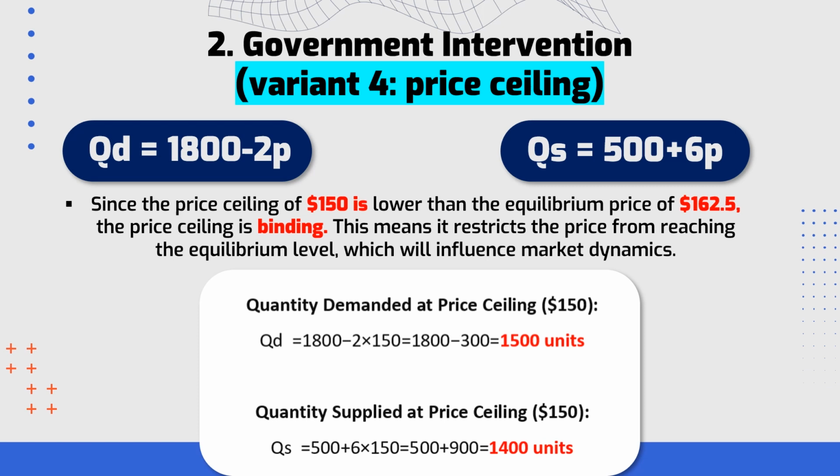And you remember that the equilibrium price in the original one was $162.5, and definitely since the price ceiling is below the equilibrium price, it's automatically binding. It means that it restricts the price from reaching the equilibrium level. If it had been higher than the equilibrium price, all the transactions would be made at this price.